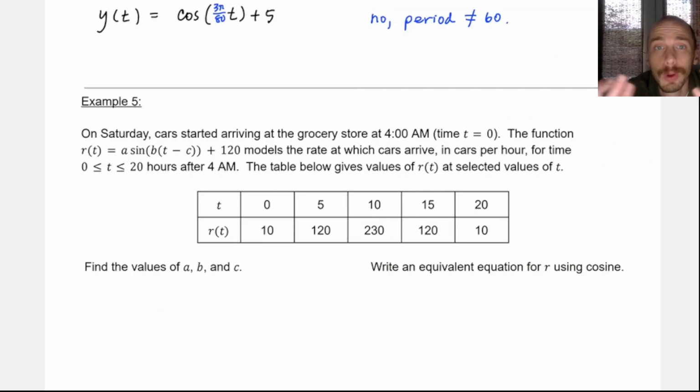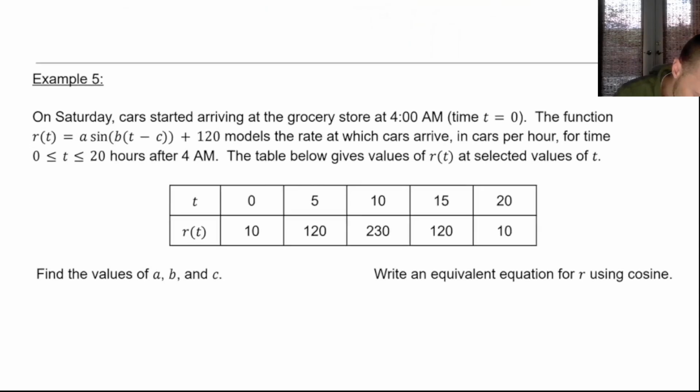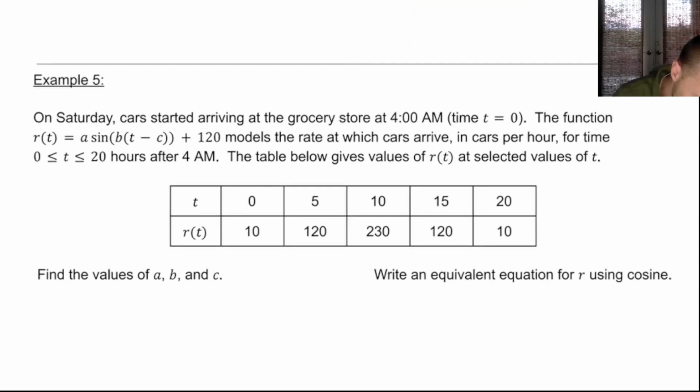All right, now the last context I've got for you involves a table. On Saturday, cars started arriving at the grocery store at 4 a.m. Function R of t models the rate at which cars arrive in cars per hour for time t between 0 and 20 hours after 4 a.m. And then in calculus, you'd get the other function that tells you the rate at which cars were leaving, and then you can do all sorts of other stuff with them, especially if you had a calculator. The table below gives the values of R of t at selected values of t. Okay, so this is just the rate at which they are entering the parking lot. So they gave us the fact that we're starting with sine.